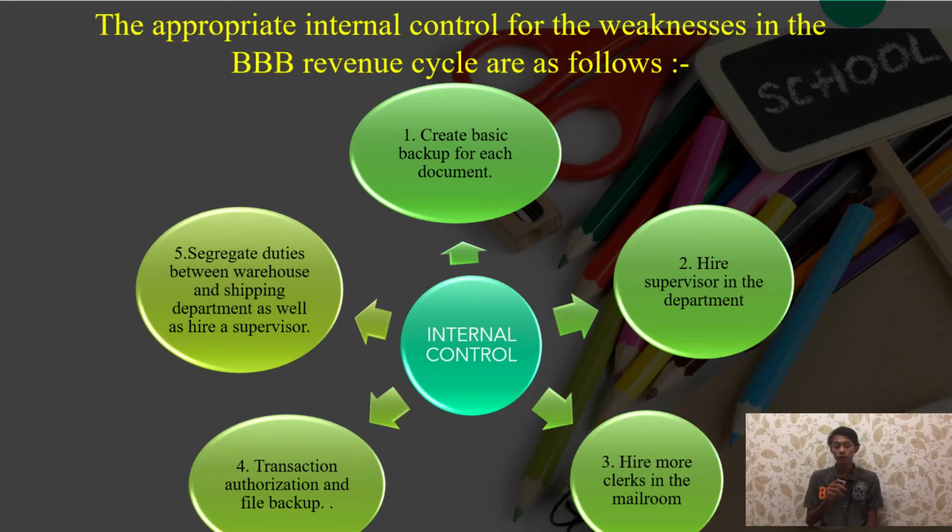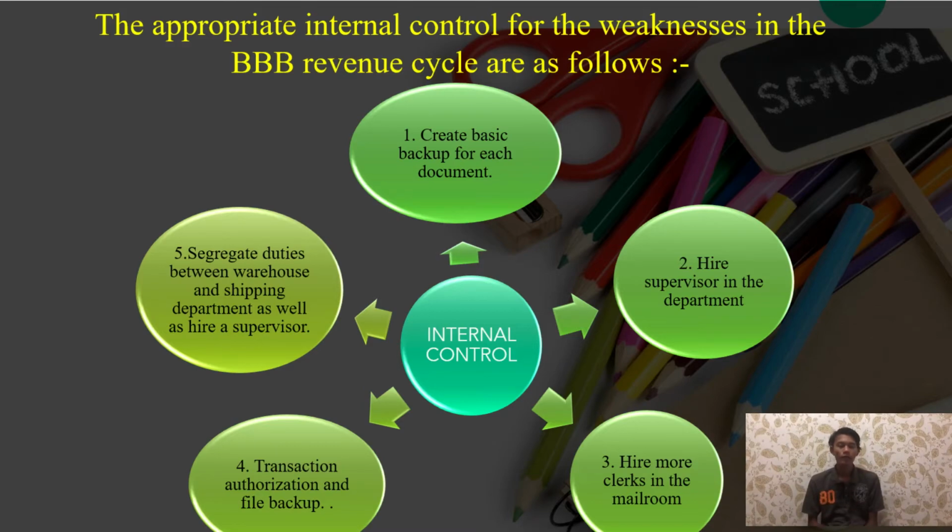This refers to the third weakness, which is the inadequacy of supervision in the mailroom of BBB. Since the mailroom only hires one clerk to handle all the jobs, they need to hire more clerks, so as to split or distribute the burden among the workers in the mailroom to make their work more efficient and productive.